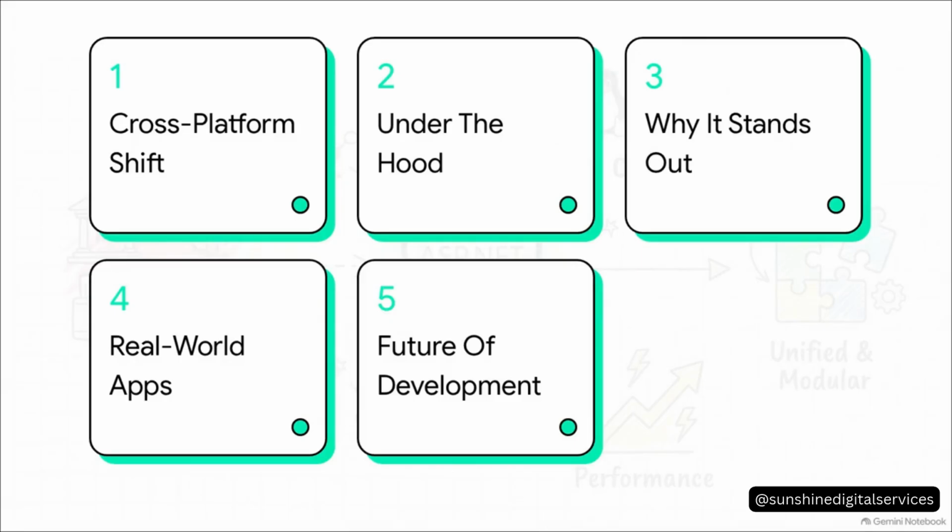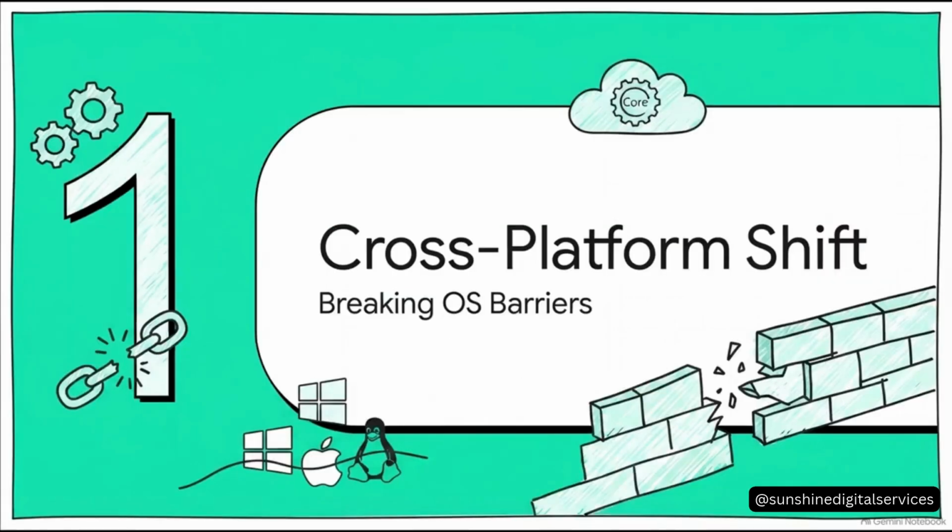Okay, so here's our roadmap for today so you know exactly where we're headed. First, we're going to look at the cross-platform revolution. Second, we're looking under the hood at the architecture. Third, why it stands out. Fourth, real-world applications. And finally, we'll wrap up with the future of development. Let's kick things off with part one, the cross-platform revolution, and how we're finally breaking down those old OS barriers.